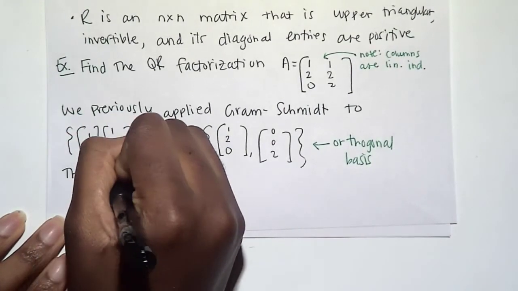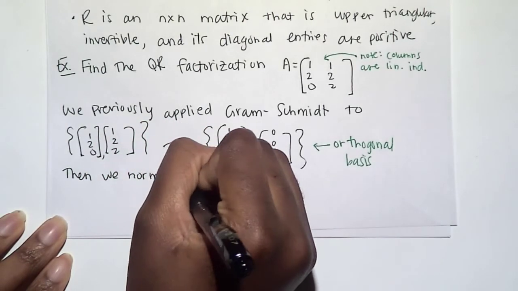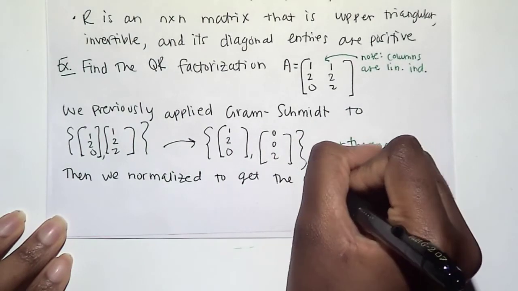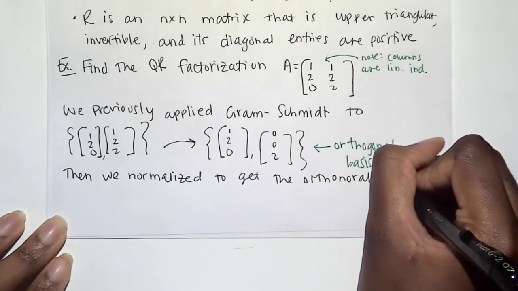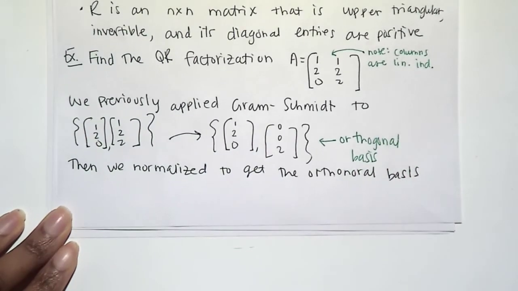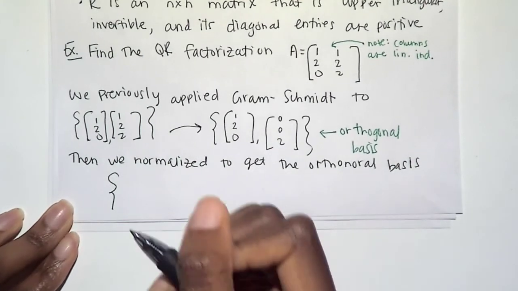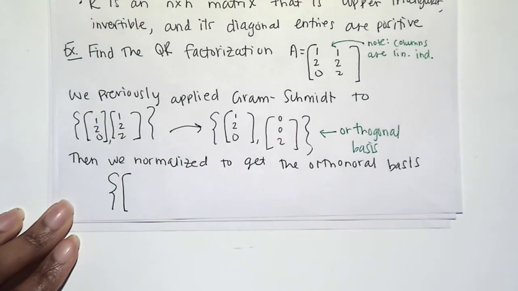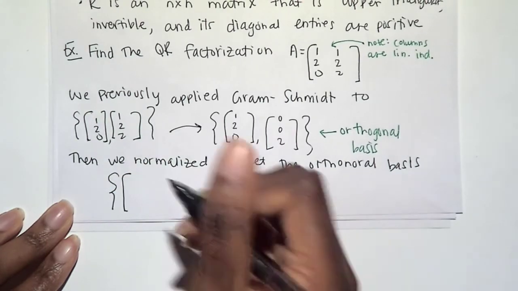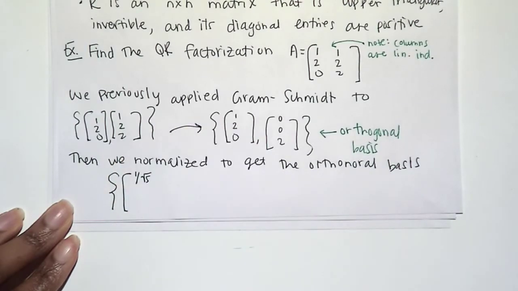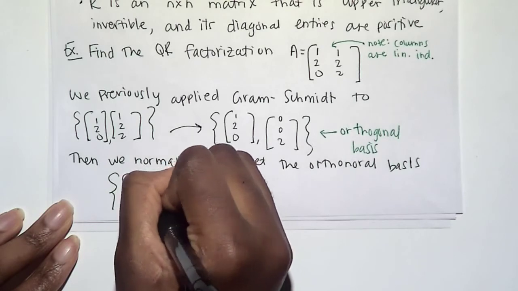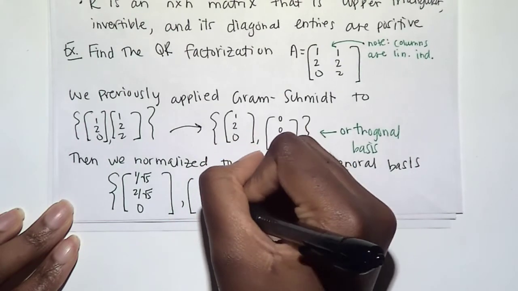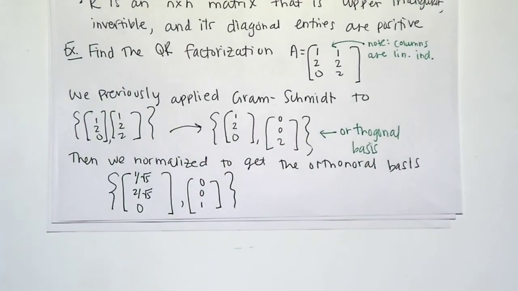So we normalized to get the orthonormal basis. Our orthonormal basis consisted of the vector (1 over root 5, 2 over root 5, 0) and (0, 0, 1). So this is both orthogonal and normal.